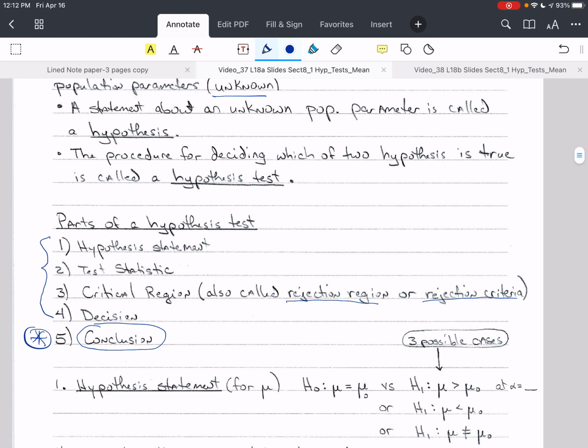Now, this is for mu, the population mean. So this is the population mean. We never do a hypothesis test about a test statistic or a statistic. We know the value of a statistic. The statistic is the value we calculate from the sample that we've taken. There is no error in there except maybe measurement error. So we don't do a hypothesis test for that. We do a hypothesis test for the population parameter that we don't know.